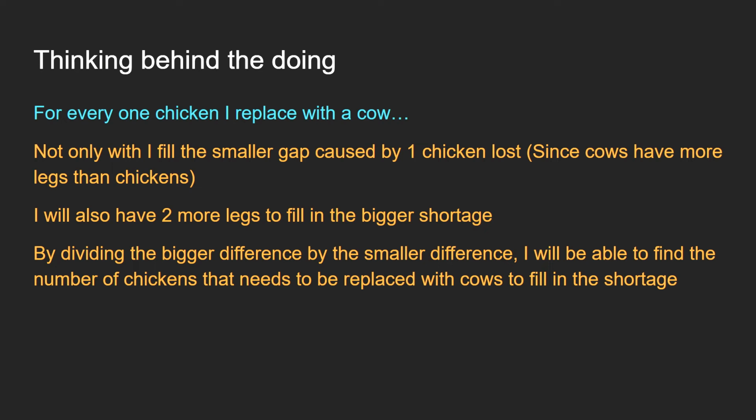So we had a 12 leg shortage, and for every 1 cow you replace, you can actually get 2 more legs. So how many cows do you need to replace to fill this 12 shortage? So 12 divided by 2, which is 6. And that is the number of cows we need.